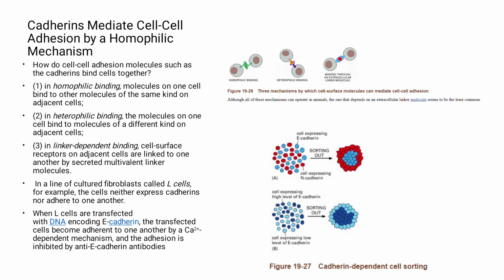So cells in culture can sort themselves out according to the type and level of cadherin they express. This can be visualized by labeling different populations of cells with dyes of different colors. So in letter A, we have cells expressing N-cadherin sort out from cells expressing E-cadherin, which is colored blue. In letter B, we have cells expressing high levels of E-cadherin sort out from cells expressing low levels of E-cadherin.